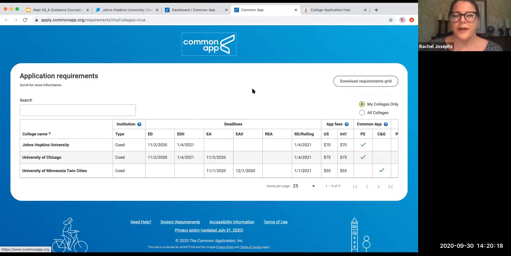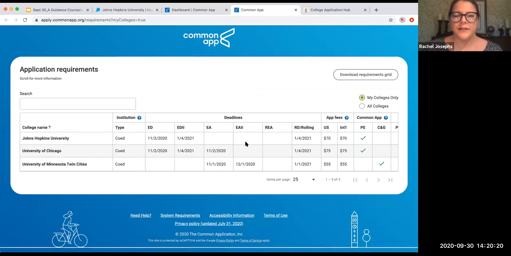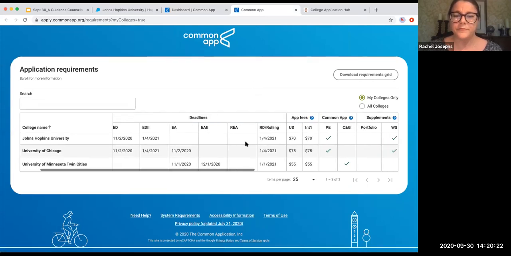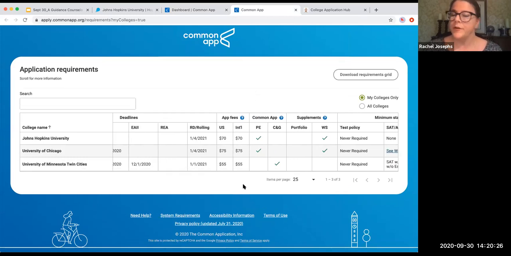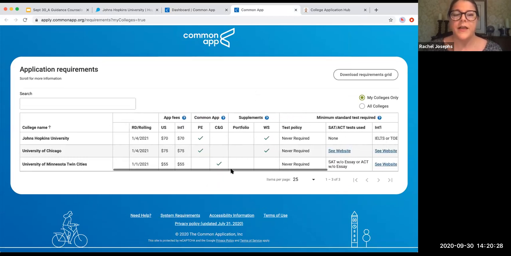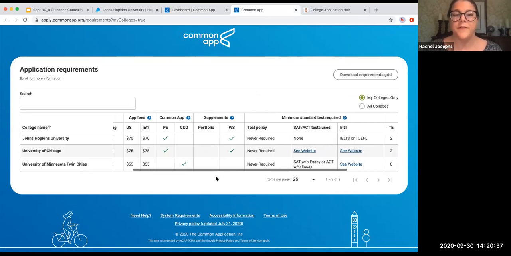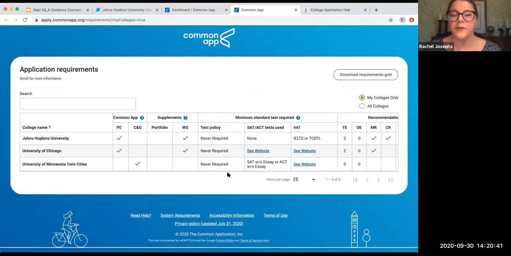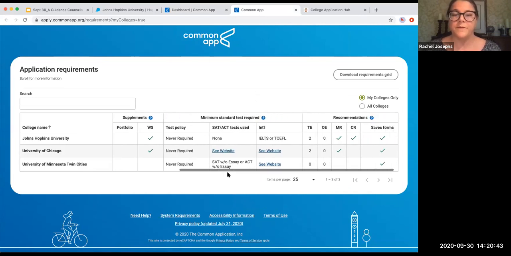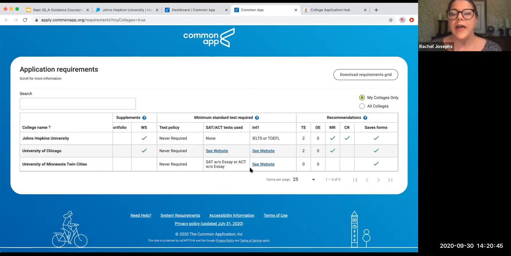and it will show me a nice grid of the universities, when their deadlines are, and the application fee that I mentioned. Some universities are free, others are not. It shows if they need to write the personal essay, the big Common Application essay, or not. If they have a writing supplement, and their test policies, which again, this year are largely going to be flexible, not required. And then here you can see the letters of recommendation that are required.